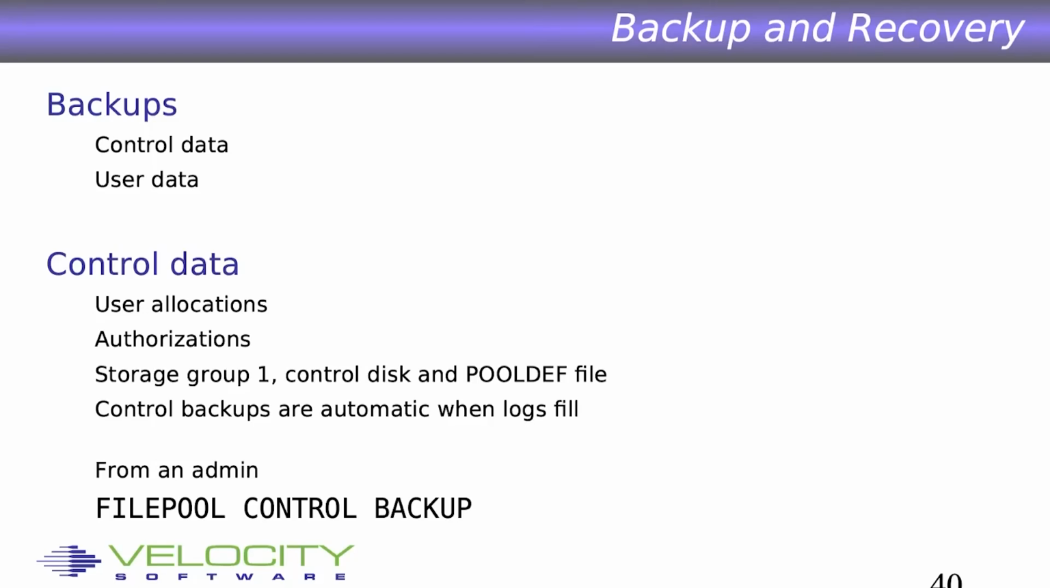So remember those log disks? It logs activity to the file pool server. When one of those log disks fills up, the log activity switches over and a backup is triggered automatically. You can do a backup explicitly with this command, FILEPOOL CONTROL BACKUP, and that will back up the control data. But control data backups are pretty automatic. And if your file pool is really active, control data backups might happen fairly often.